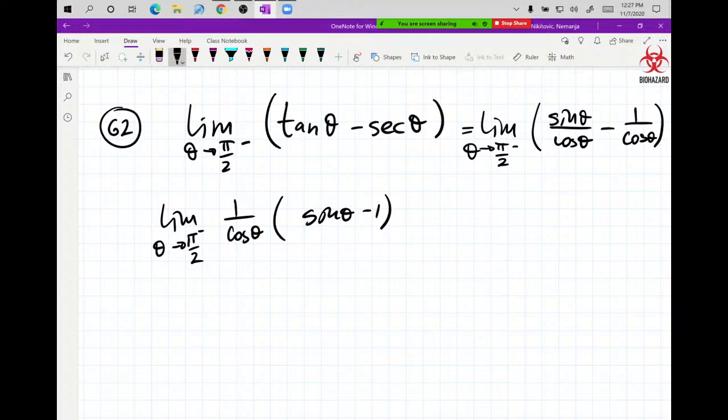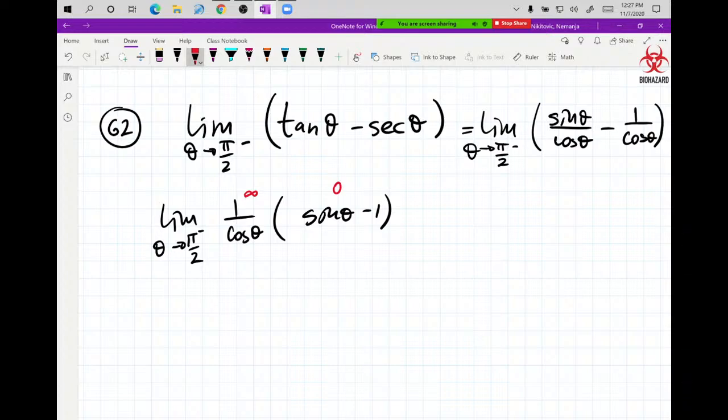Now, when you plug in pi over 2, 1 over cosine theta is 1 over 0, which would be infinity. And sine gives you 0, because sine of pi over 2 is 1, and 1 minus 1 is 0. So that's what we have.